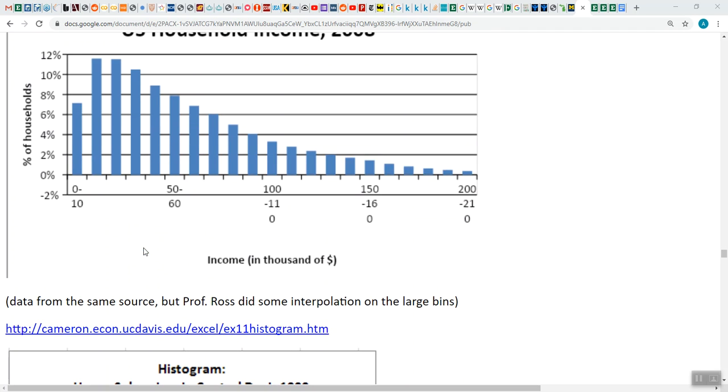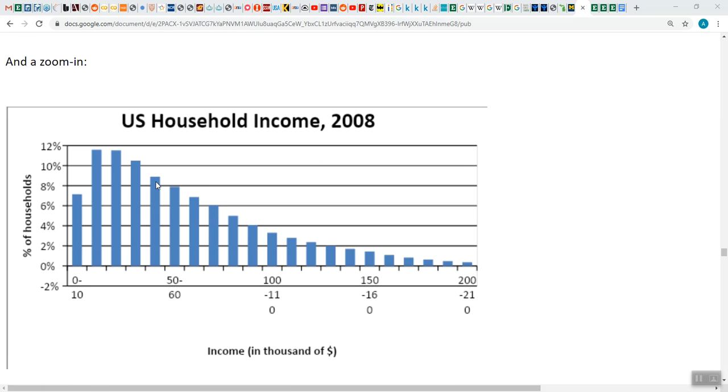Here's a zoom in on it, and we'll come back to this shape. This shape is called skewed right. Even though most of the data is to the left, there's a long tail to the right. And so someone 100 years ago decided that that should be called skewed right.